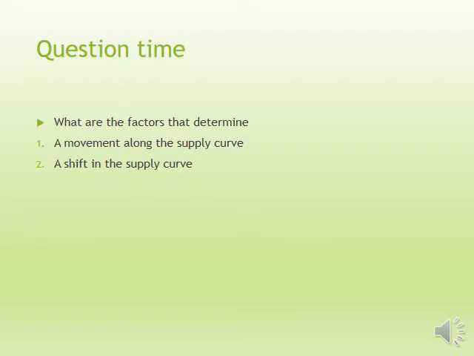A shift in the supply curve, where the whole supply curve moves, could be caused by a number of variables, which we looked at: technology changes, substitutes in production, expected future prices, and more firms or fewer firms entering the market. Those things lead to a change in supply.